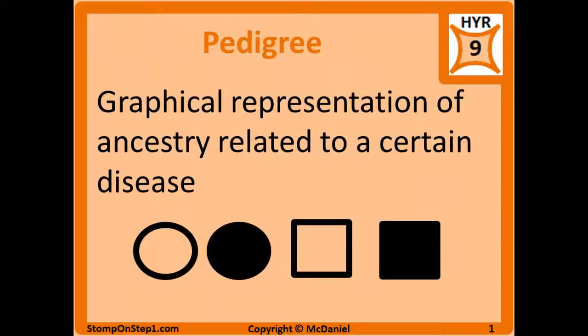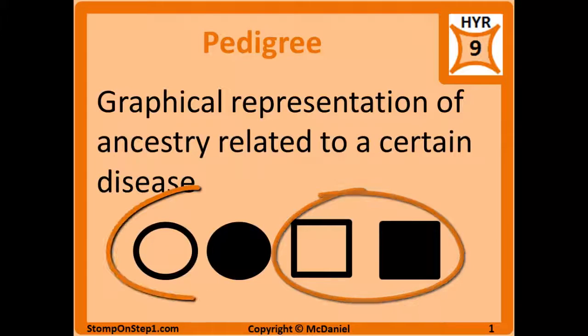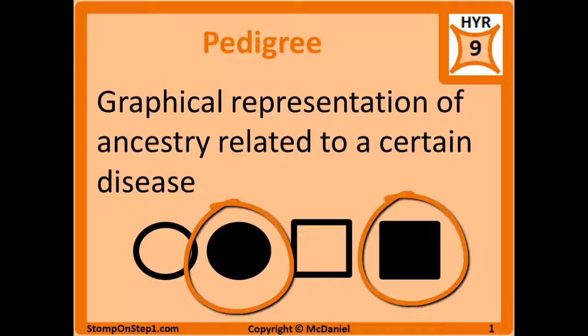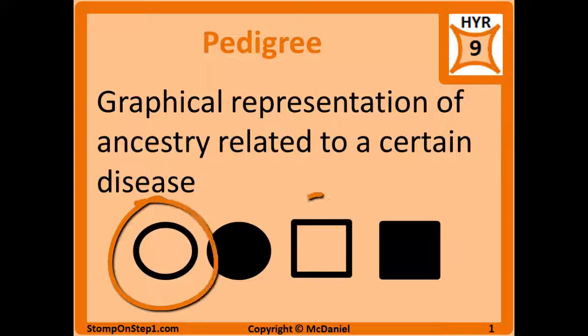Pedigrees are graphical representations of ancestry within a certain family related to one or more diseases. Most pedigrees will have a square for males and circles for females. And then the black or filled in shape is going to be an individual that's affected by the disease, and the empty or white shape is going to be the individual who does not have the disease. These individuals with the empty shape could still be a carrier. You're not sure about that.